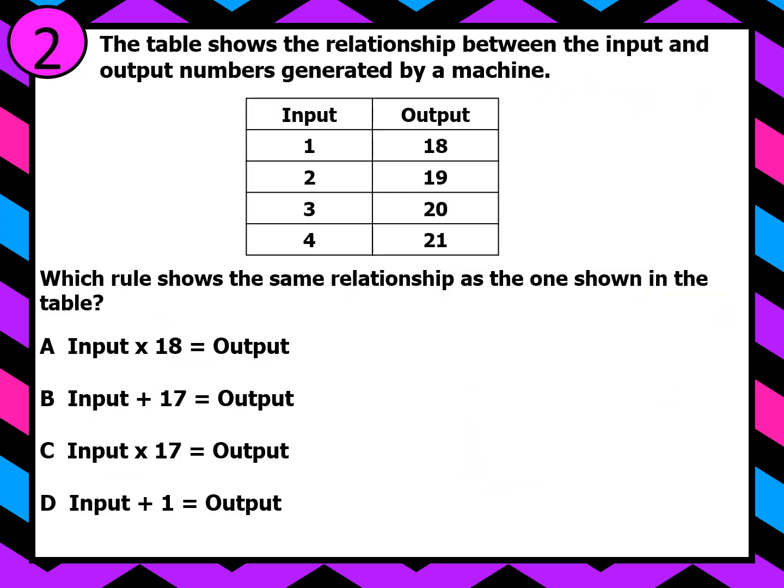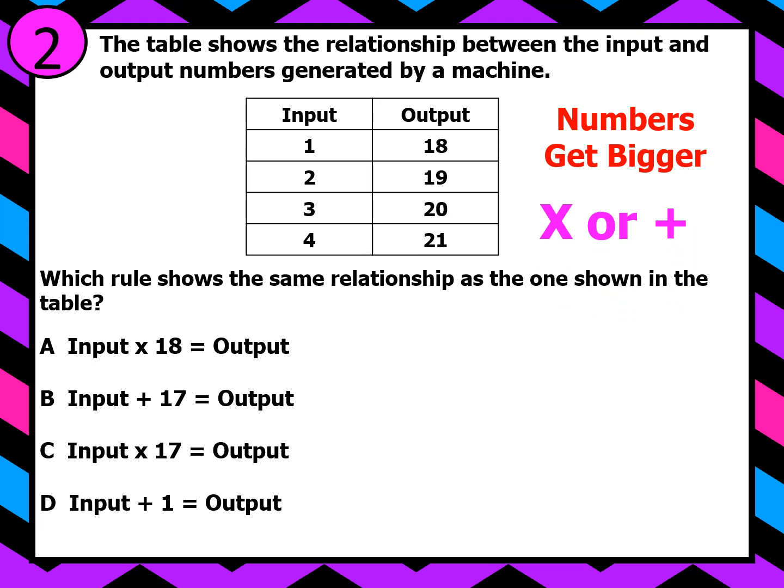Number 2, the table shows the relationship between the input and output numbers generated by a machine. So I have my input and my output. I have 1, 18, 2, 19, 3, 20, 4, 21. Which rule shows the same relationship as the one shown in the table? So the first thing I'm going to do is analyze the numbers in the table. And when analyzing the numbers in the table, I see that my numbers are increasing or getting bigger. So that lets me know that my rule either has to be a multiplication rule or an addition rule.